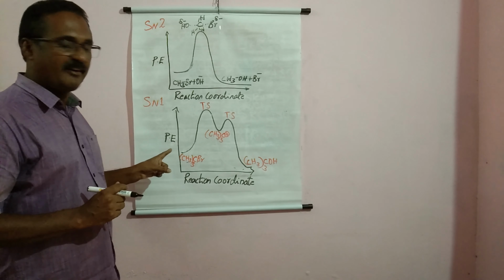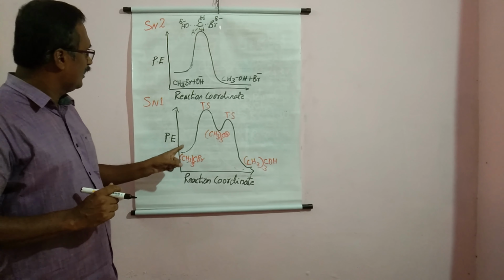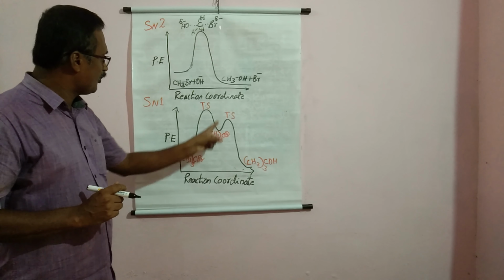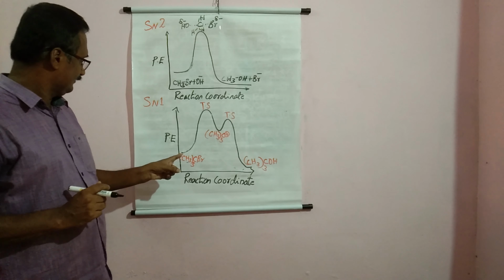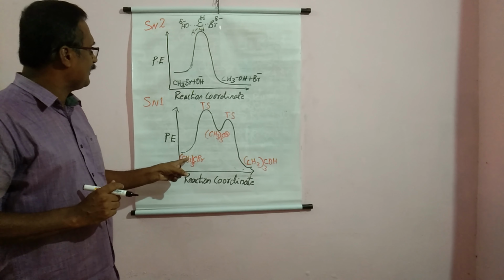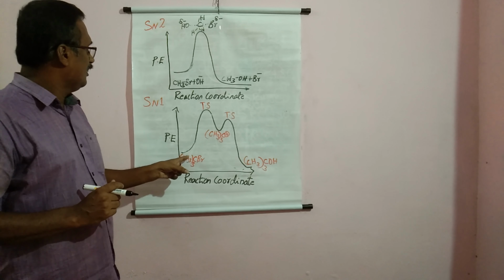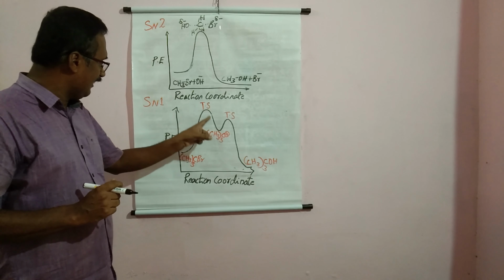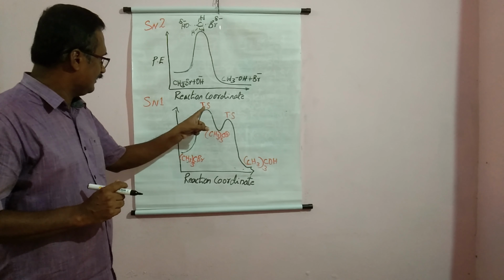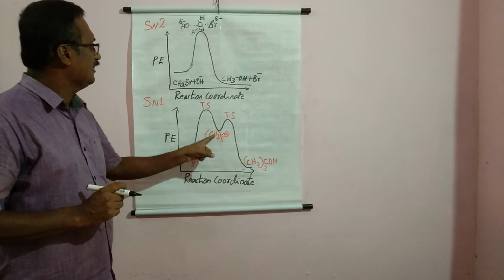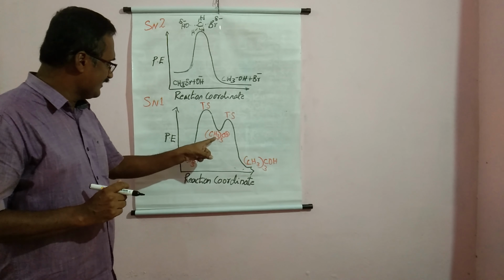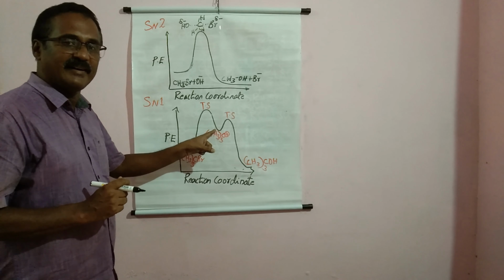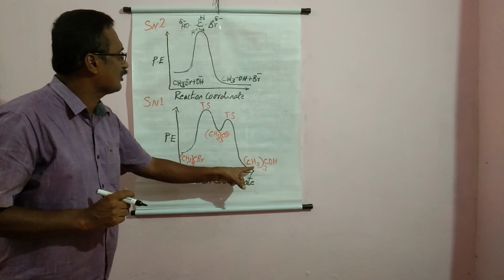Now let us consider the energy profile diagram of SN1 reaction. Instead of one energy hill, we have two energy hills here. Look here. The first step is the formation of carbocation. That is, the first energy hill represents the transition state during the formation of the carbocation. This is an intermediate. Then the intermediate carbocation reacts with the OH- to form methanol as a product.